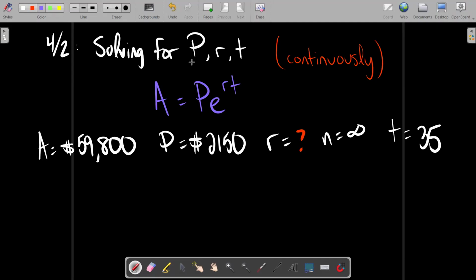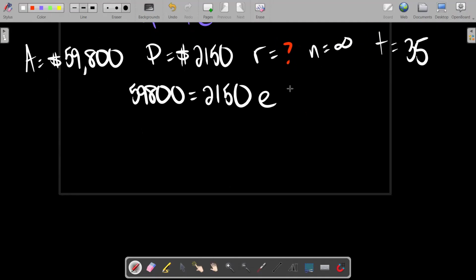So we're going to start by filling in the PERT formula. What's going to go first? 59,800 goes in place of A. Next up, 2150. Yep, goes in place of P. And then remember, E is not a variable, right? And then E to the power of what? R35. Yeah, and we're going to go ahead and call that 35R. I know the formula says R times T, but multiplication commutes, and we generally would put the number before the variable. So R35 isn't bad. It's just kind of a little odd.